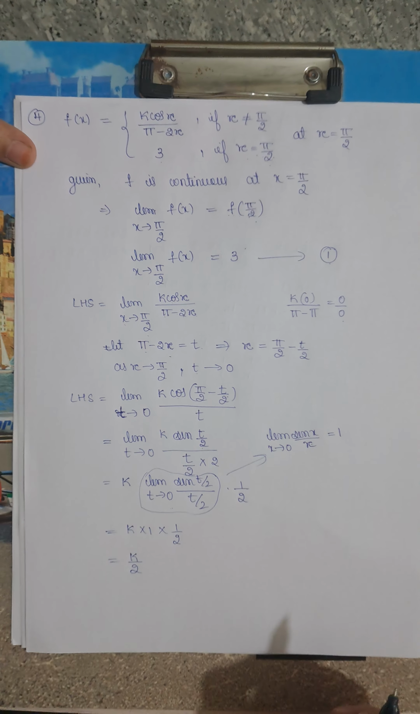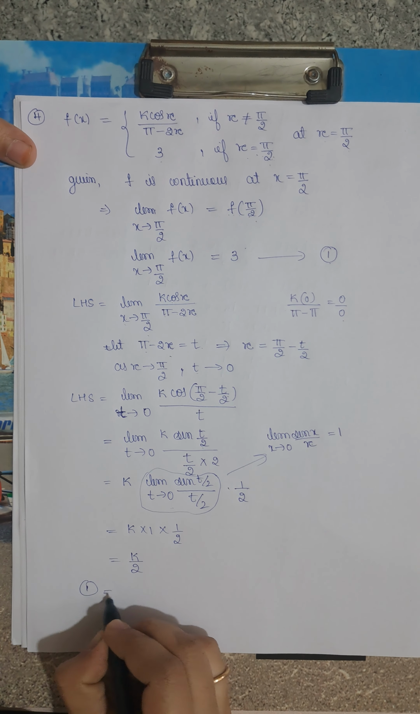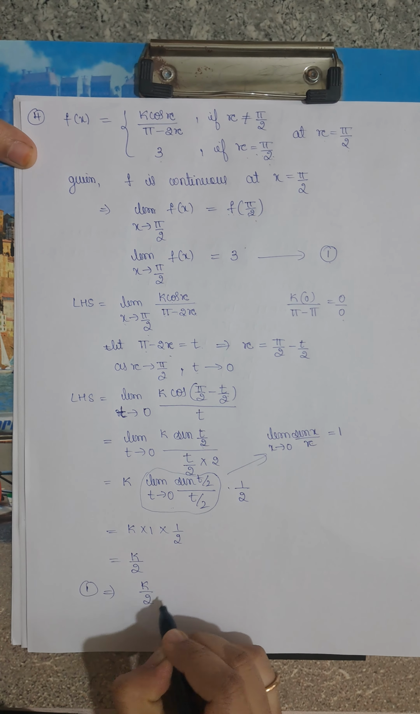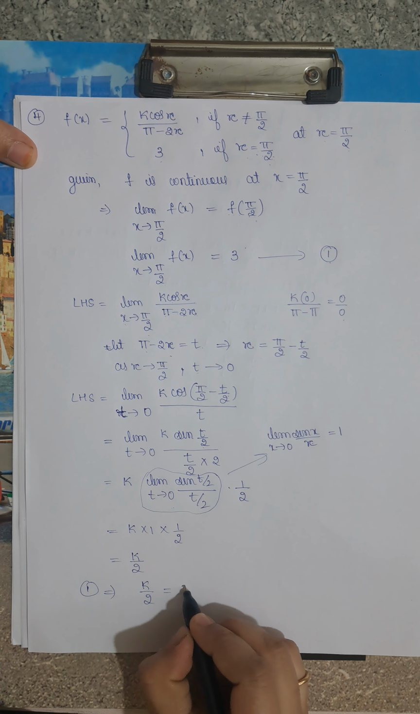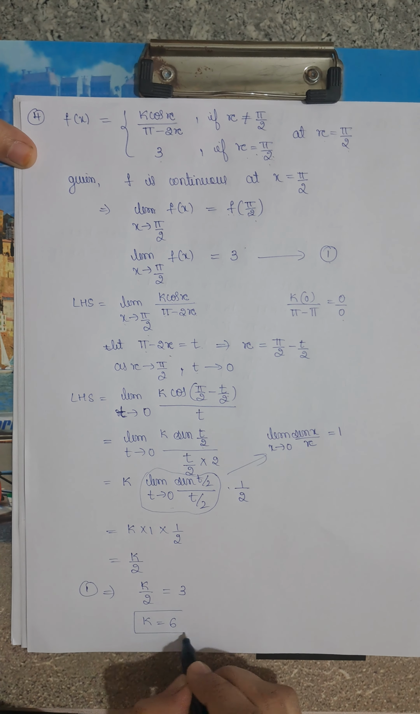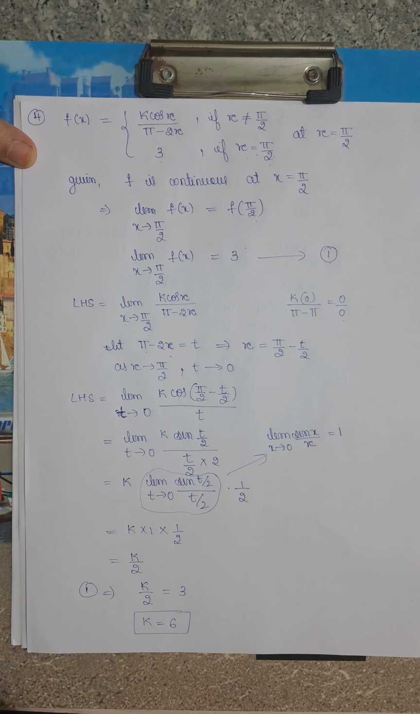Now substitute this value in equation 1. So equation 1 implies this value k by 2, I'll write over here, is equals to 3. So k is equals to 2 threes are 6. That is the required k value.